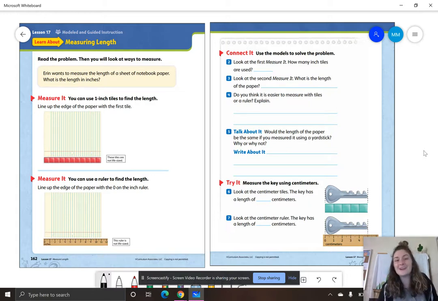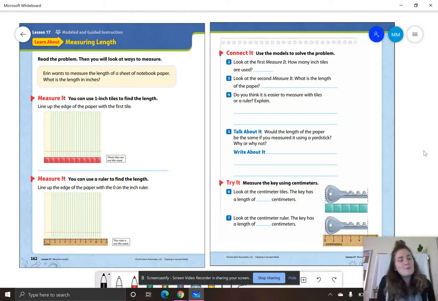So today we are going to continue measuring length with rulers. We are going to measure with inches and centimeters today. We are on page 162 and 163 in our instruction book. Go ahead and pause the video, open to those pages, and we will start measuring.